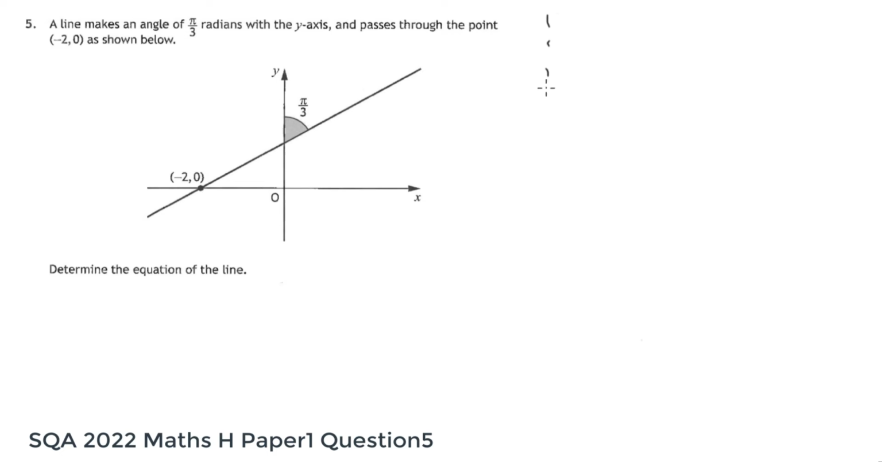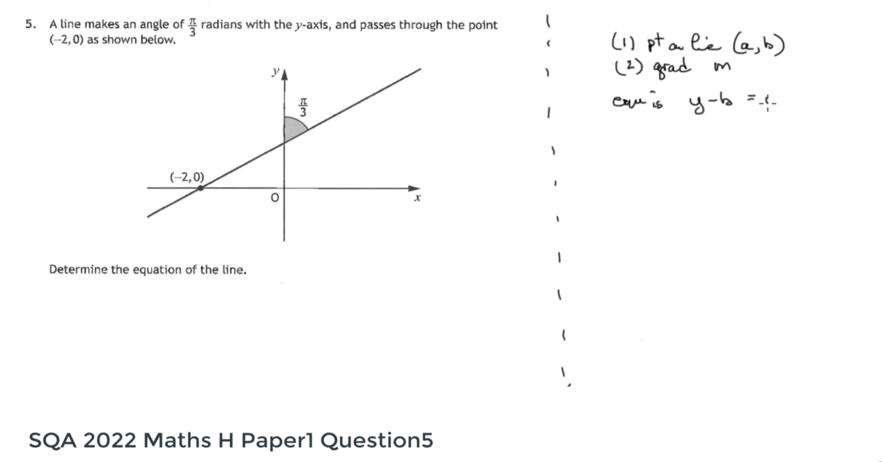So, the equation of a line can be got by knowing a point on the line. Suppose that's (a, b), and if we know the gradient was m, then the equation is y minus b equals m times x minus a. That's the well-known formula for that. So, do we have a point on the line? Yes, we do. -2, 0 is on the line. Do we have its gradient? No, we don't. But we do know the angle it makes with the y-axis.